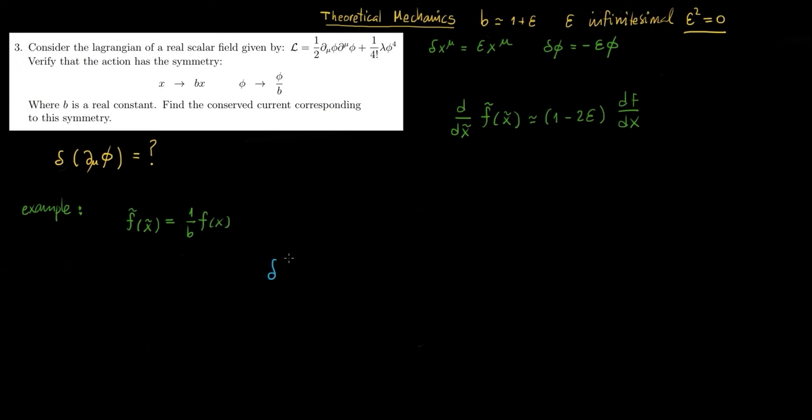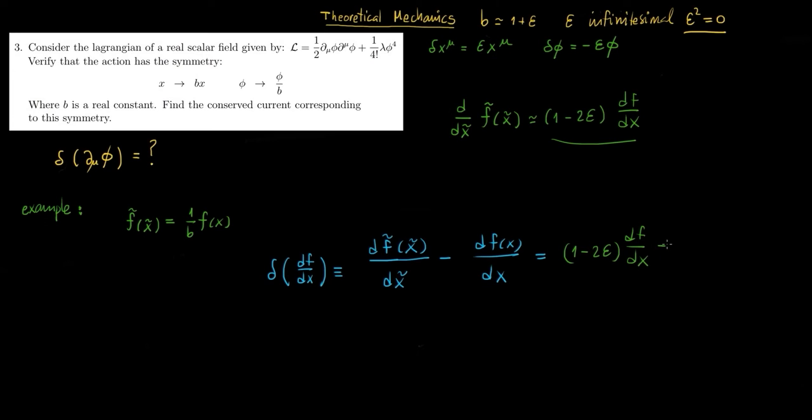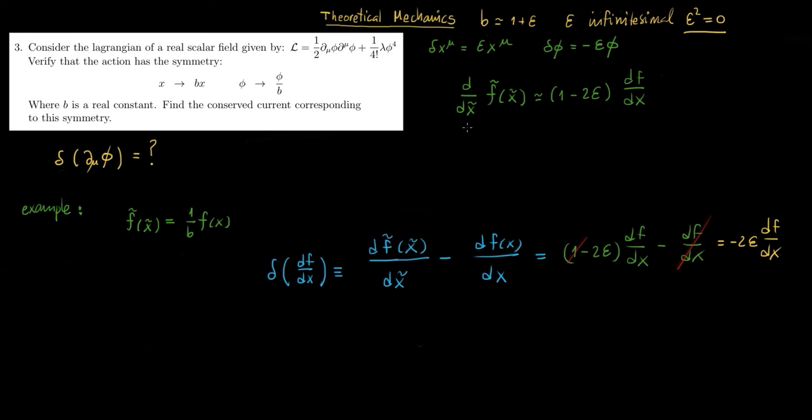So if we define the variation of the derivative of the function as the derivative in the tilde world minus the derivative in a world without primes, looking at this, we will have 1 minus 2 epsilon df dx minus df dx. This one and this derivative cancel out, and the final result is minus 2 epsilon df dx. So the variation of the derivative is minus 2 epsilon df dx.